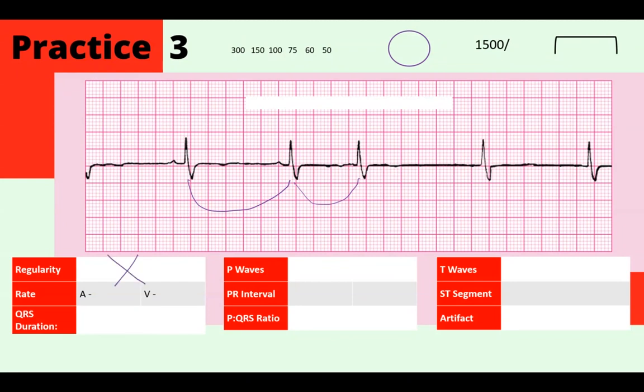Do I have P waves? Maybe. Yeah, I think that's a P wave. I think that's a P wave. And that might be an inverted P wave. Ooh, this one does not have a P wave. This one I don't think has a P wave either. So, question mark. If I were to say P waves are present, I have at least 1. I'd say these 2 look the same.